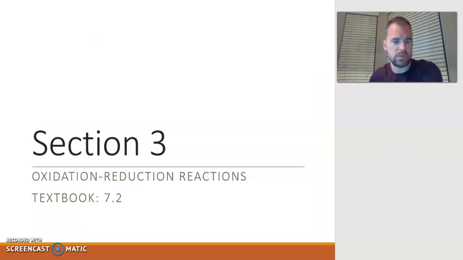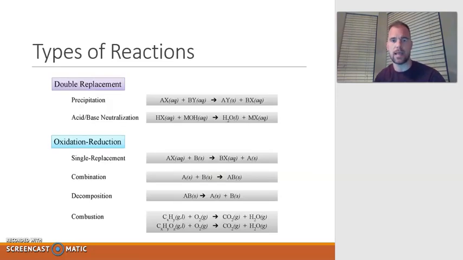All right, continuing on with section 3, which is oxidation-reduction reactions, or more commonly referred to as a redox reaction. Before we talk about what redox reactions are, I just want to remind you that redox reactions are not a seventh type of reaction. If you remember from topic 9, we talked about the 6 types of reactions. Redox reactions are not a seventh type of reaction, but instead you notice it's right here.